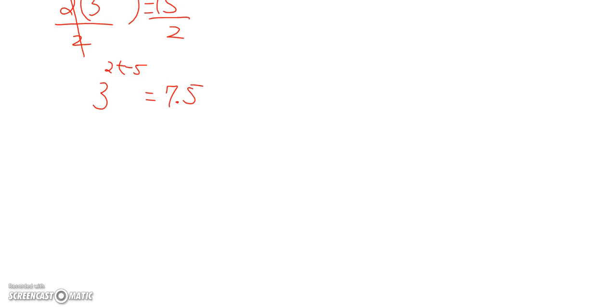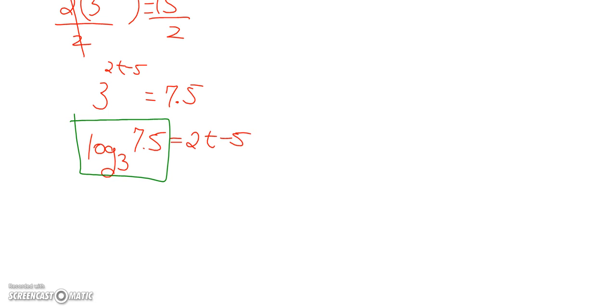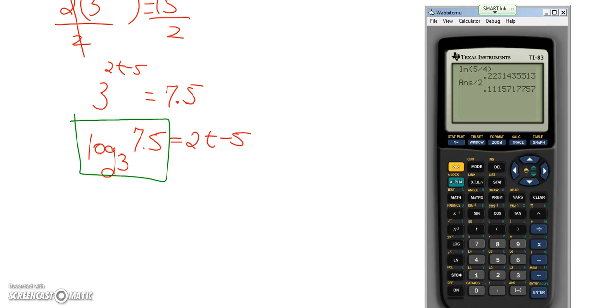And now let's put it into log form. Well, that's going to be log. This time the base of my exponent is 3, so the base of my log is 3. It's whatever's on the other side of the equal sign equals 2t minus 5. So we can put this log base 3 of 7.5 into a calculator using change of base. The way I would do that, log 7.5, close the parentheses, divided by log 3, close the parentheses, enter.